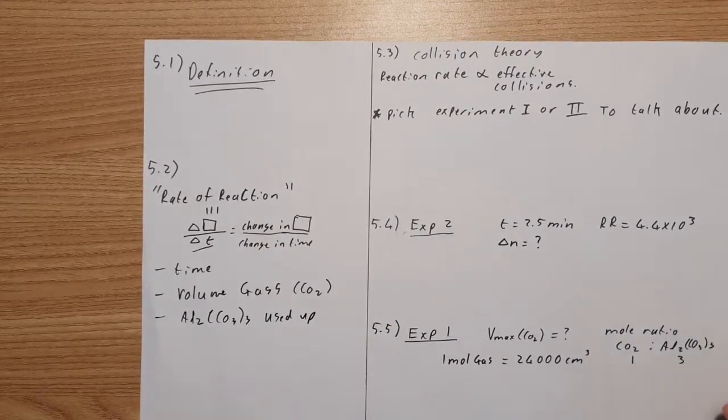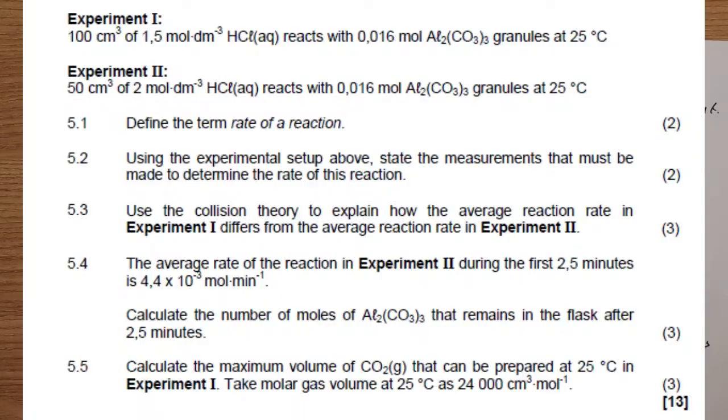Now if we have a look at 5.3, it says use the collision theory to explain how the average reaction rate in experiment 1 differs from the average reaction rate in experiment 2. We can see in experiment 1 they've stated 100 centimeters cubed and 1.5 moles per decimeter cubed. In experiment 2 we have 50 centimeters cubed and 200 moles per decimeter cubed of HCl.